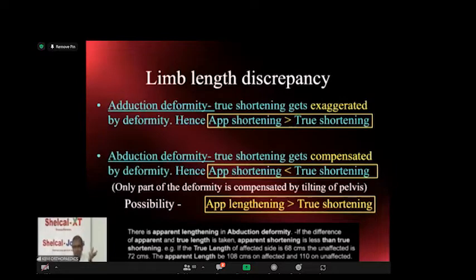It varies from 3 to 5 centimeter. So your measurements should all be within this range. Unless there is an excision arthroplasty and the head has gone up, you may get a shortening of maybe 3 inches or something like that. But usually the measurements are within this range, remember. So in abduction deformity, true shortening gets compensated by the deformity, and hence the apparent shortening is less than the true shortening, and there is a possibility apparent lengthening will be more than the true shortening. This you will remember when you do a couple of cases; you will get to know about this.